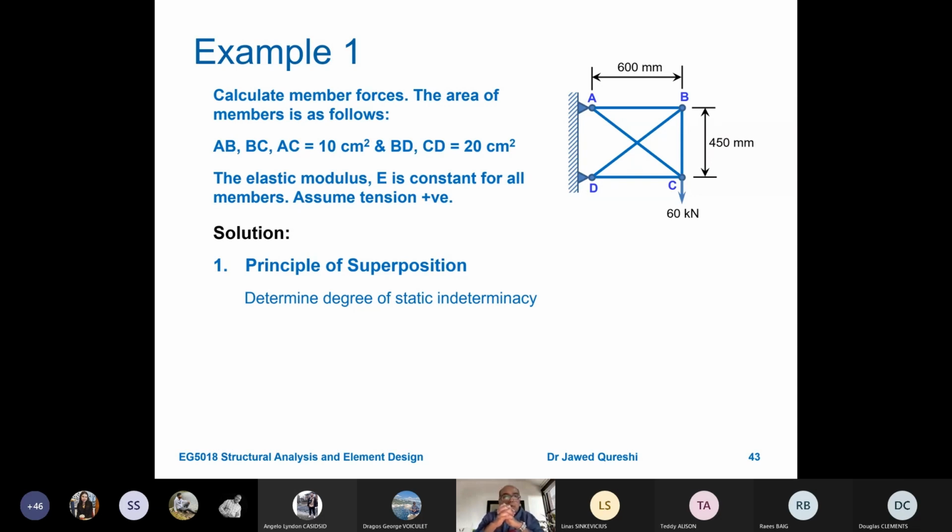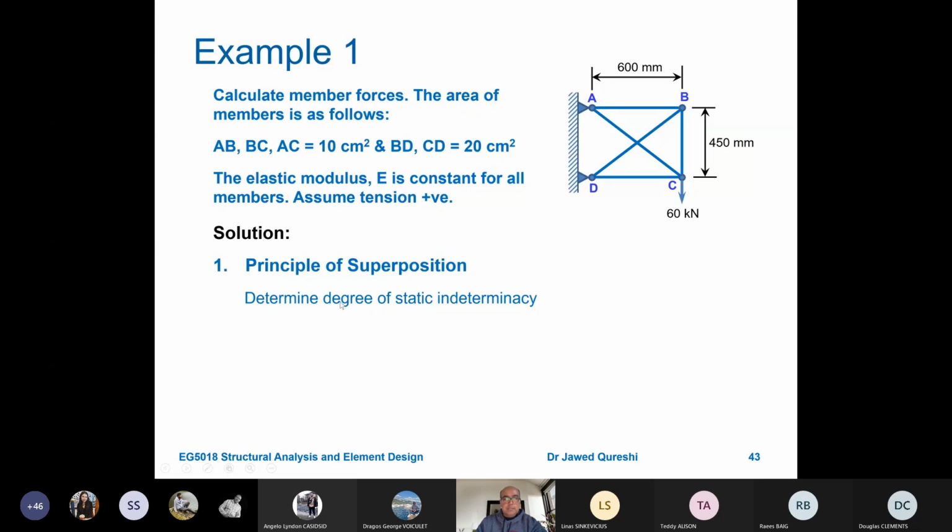The area of members is as follows. The area of ABC is 10, and BD and CD, these members, are 20 centimeters squared. The modulus of elasticity is constant for all members. Assume tension is positive. So we always assume tension is positive.